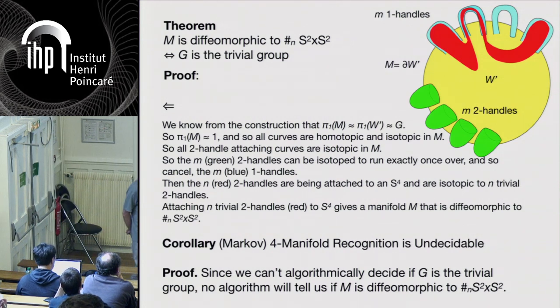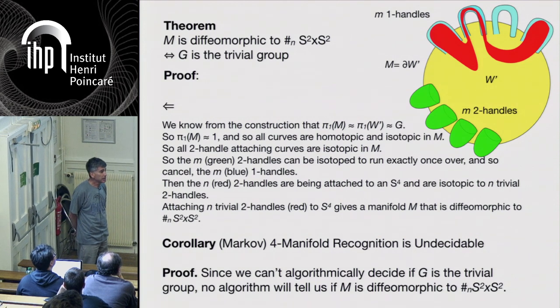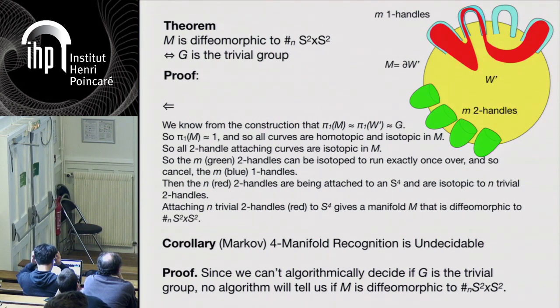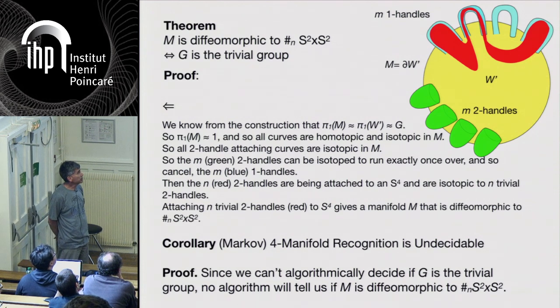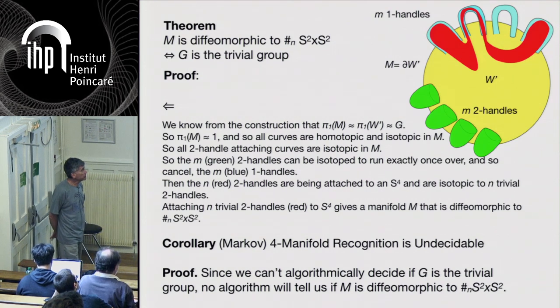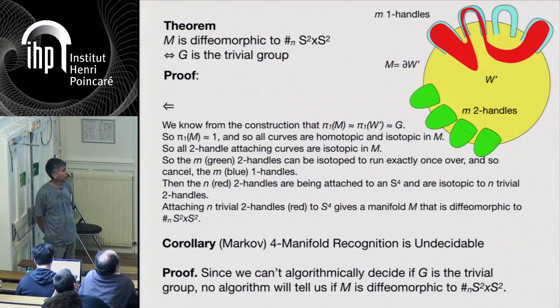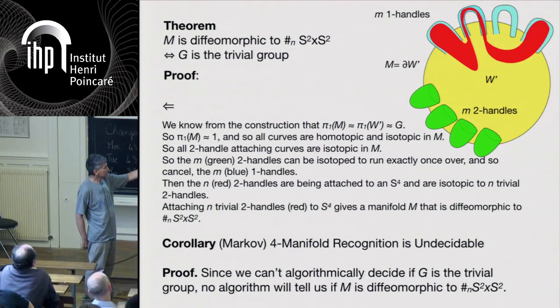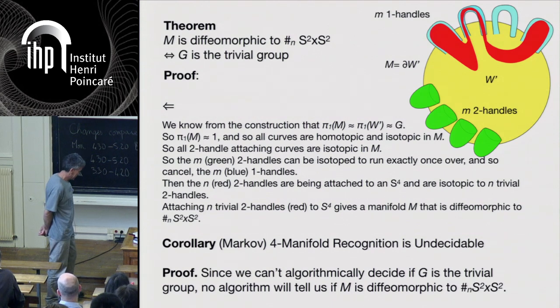And in particular, we can slide one of those green guys. We can deform it by an isotopy so that it runs over one of the blue one handles, right? Because the curve going over one of the one handles is homotopic to any other curve. Every curve is isotopic. So we can use those M two handles, the green ones, to cancel the M blue one handles. We can have each of those green two handles run once over one of the blue one handles. So that once all the one handles cancel, we're back to a five ball with boundary a four sphere. And then we think about the red two handles. They're all being attached to a four sphere. Well, there's only one way to attach a two handle to a four sphere, and that gives you an S2 cross S2. There's N of them, so we must have N copies of S2 cross S2. So that was Markov's argument.